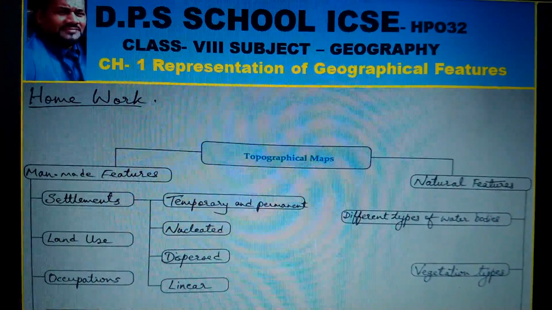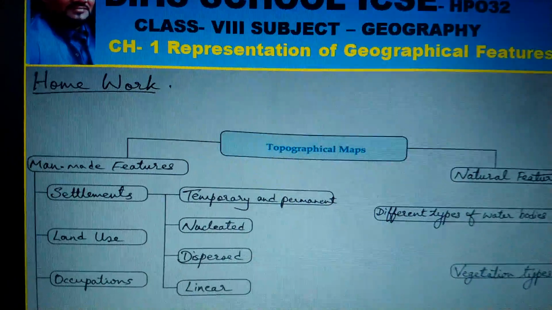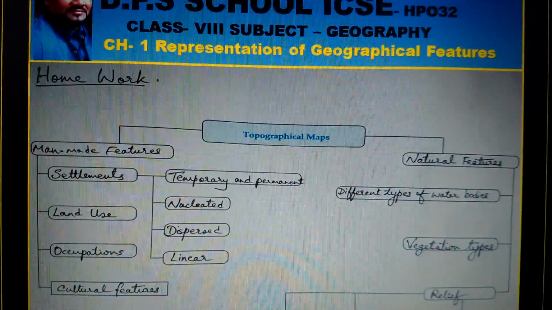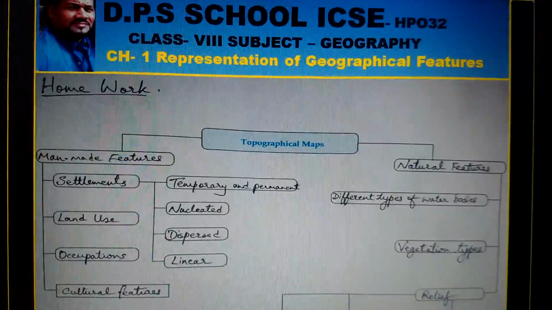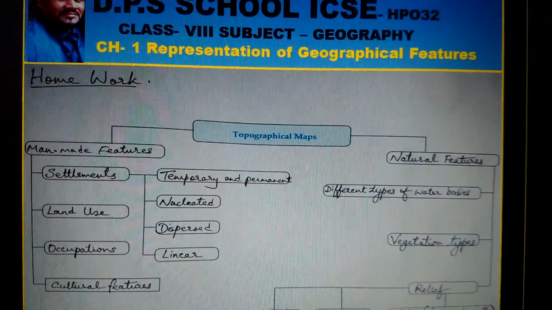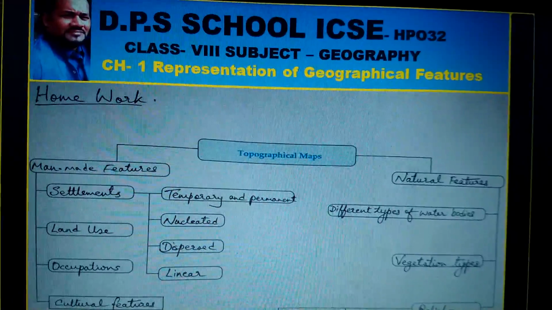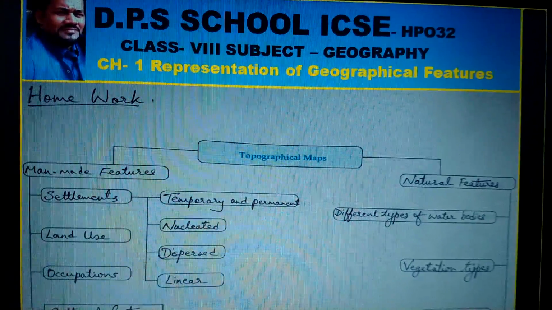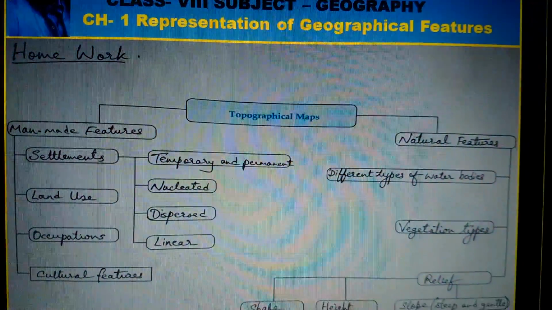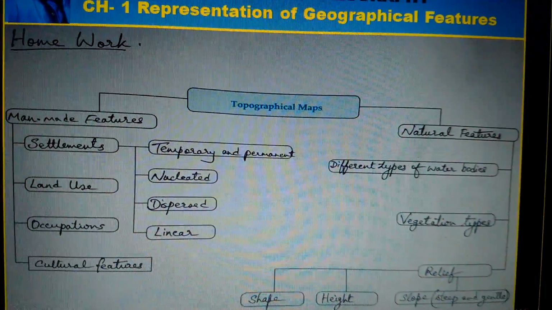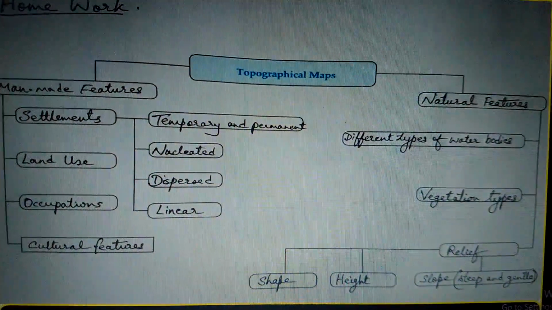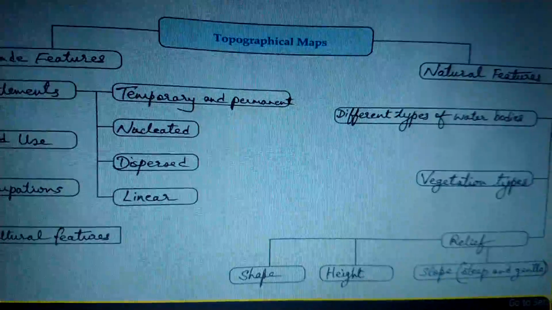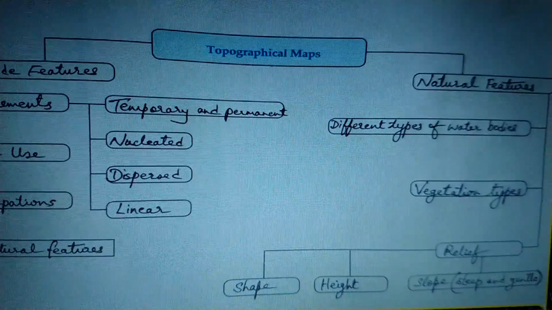Man-made features, which is on the left hand side, has two types. One is the settlements, then land use, then we have occupations, and the last we have the cultural features. And the second type we have the temporary and permanent, which is divided into nucleated, dispersed and linear. Then on the right hand natural features, which is divided into different types of water bodies, vegetation types, and in the end the relief, which has three types, that is shape, height and slope, which is steep and gentle.